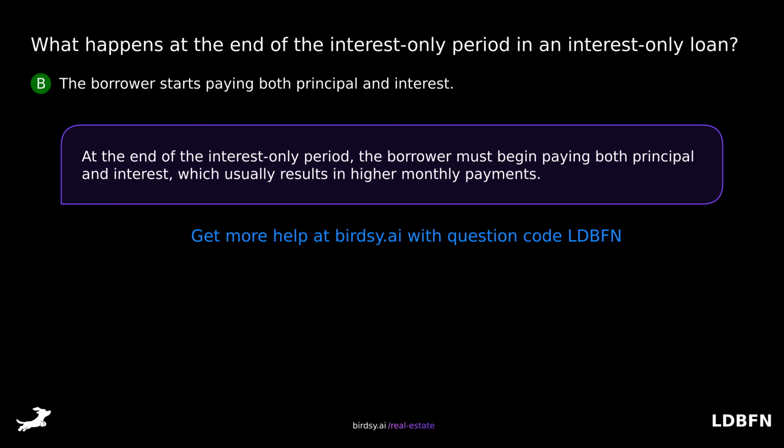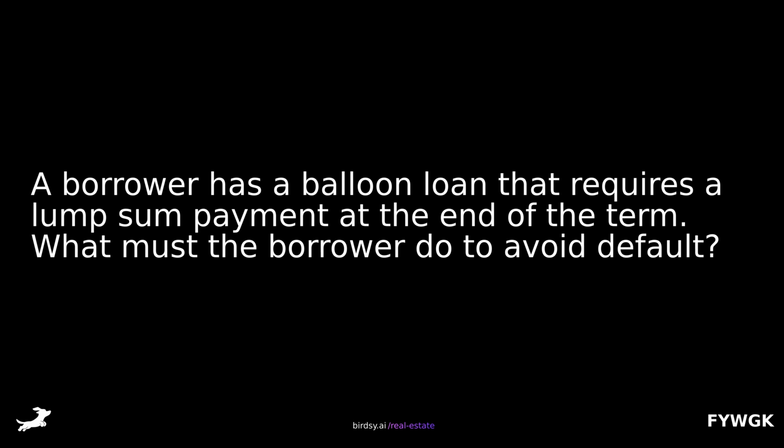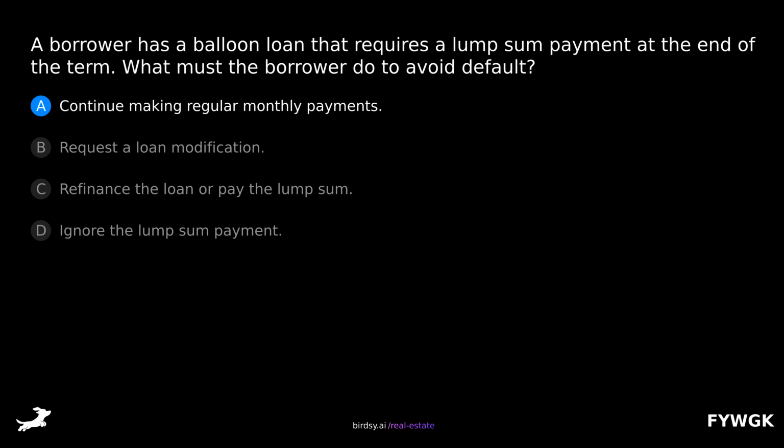higher monthly payments. A borrower has a balloon loan that requires a lump sum payment at the end of the term. What must the borrower do to avoid default? Is it A, continue making regular monthly payments, B, request a loan modification, C, refinance the loan or pay the lump sum, or D, ignore the lump sum payment?